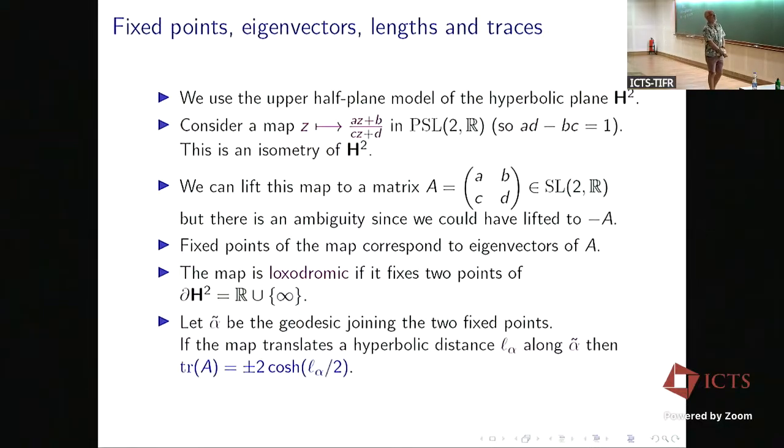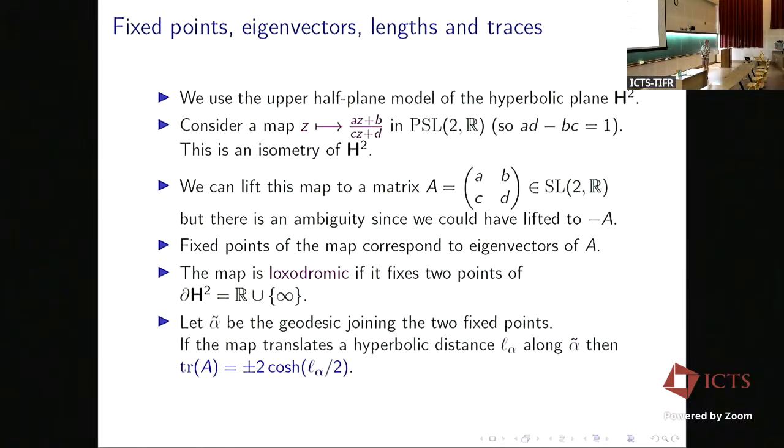Now, fixed points. This is part of my mantra of how to use linear algebra to do geometry. Fixed points correspond to eigenvectors, and the local behavior near a fixed point corresponds to the eigenvalue. So it could be dilating, it could be contracting, it could be rotating. And the map is loxodromic if it fixes two points in the boundary of the hyperbolic plane.